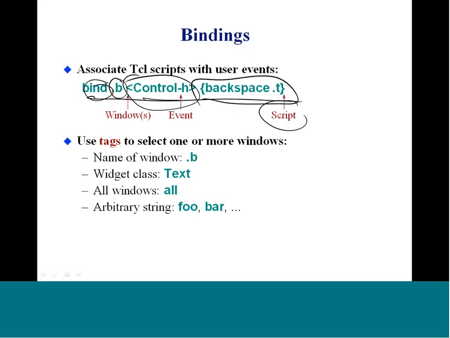And then we can also use tags to select one or more windows. In this one, the window is .b, the widget class is Text, and all windows is all, and then we have some arbitrary string like foobar. These are all the various tags that we can apply.